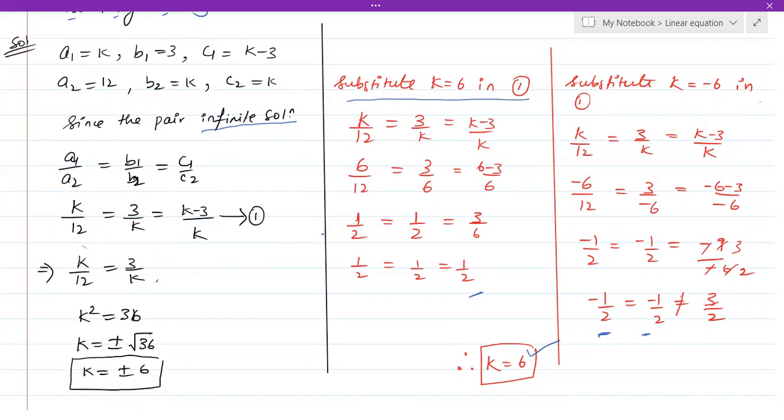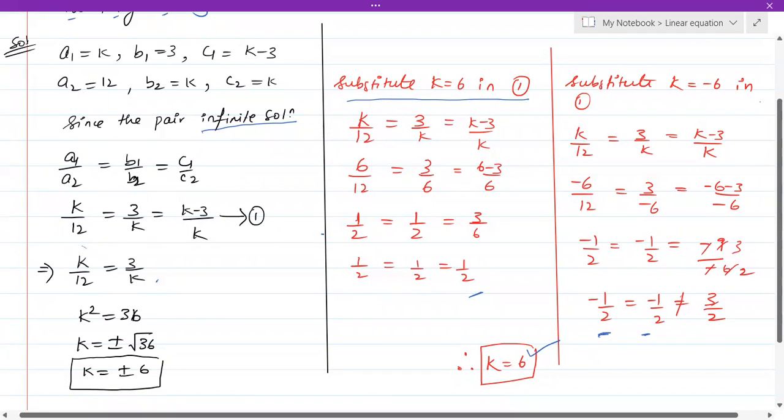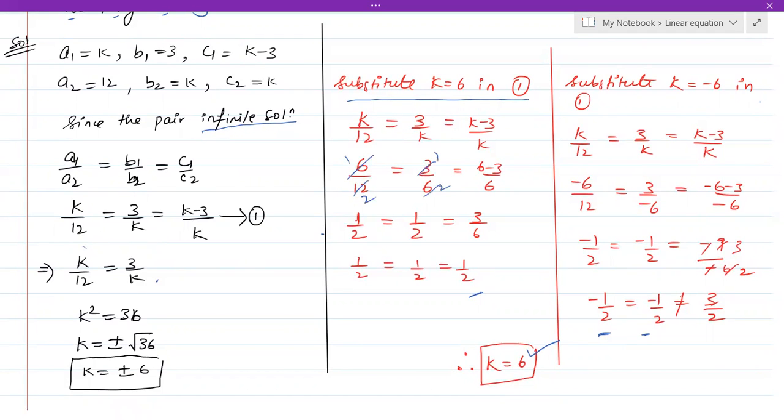Now, let's substitute k equal to 6 in equation 1. So this is our equation 1. Wherever k is there, put 6. As you can see, 6 ones are 6, 6 twos are 12, 3 ones are 3, 3 twos are 6, 6 minus 3 is 3, and 3 by 6 will become 1 by 2. As you can see, 1 by 2 is equal to 1 by 2 is equal to 1 by 2. What was our condition? Our condition was all the three must be equal: A1 by A2, B1 by B2, C1 by C2. And here also, when you put the value of k as 6, all the three are equal. Therefore, k equal to 6 is a correct value.